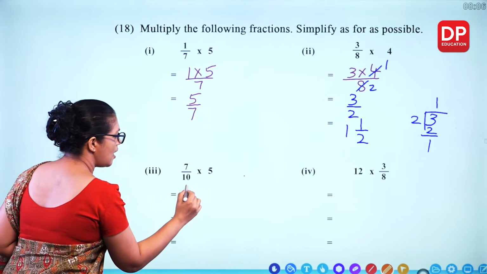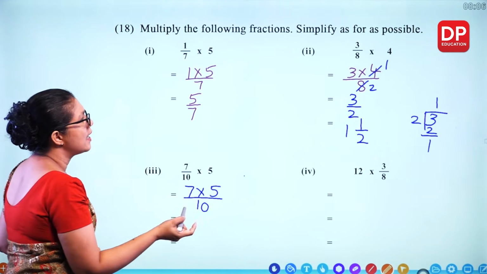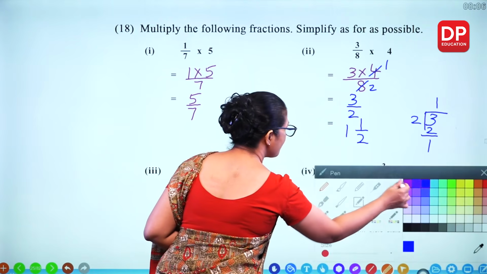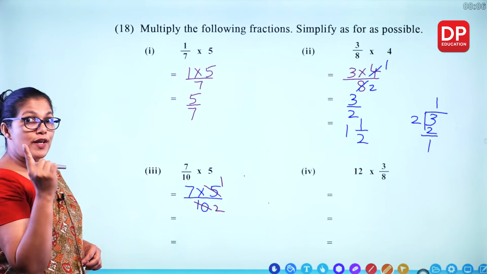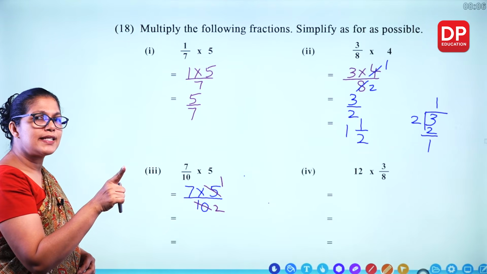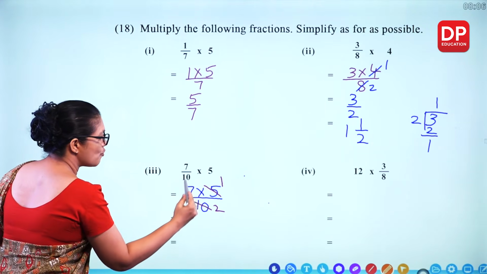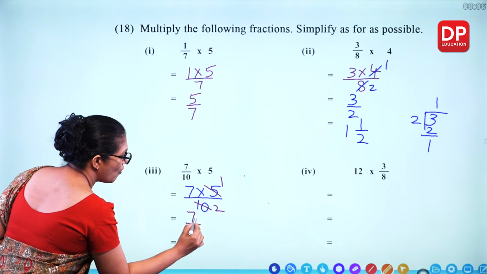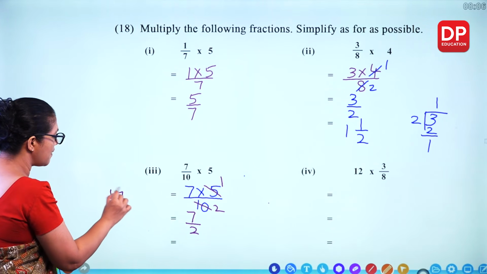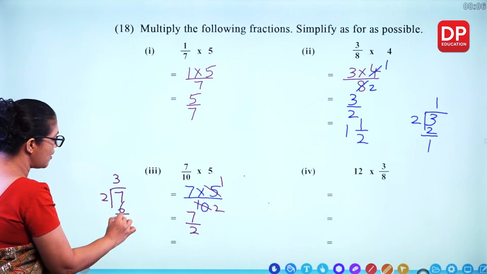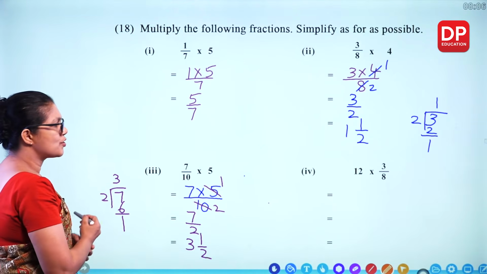This one, how can you write? 7 times 5, divide by 10. Simplify. You can divide by 5. 5 times 1, 5 times 2. So when you are simplifying, it's a numerator with a denominator, not numerator with numerator. So 7 times 1, 7 over 2. Now you can convert to a mixed number. 7 divided by 2 is 3 and 1 remaining. 3 whole parts and 1 over 2.